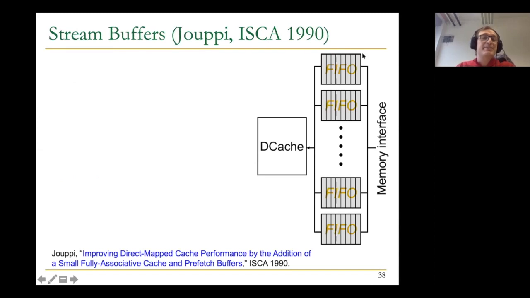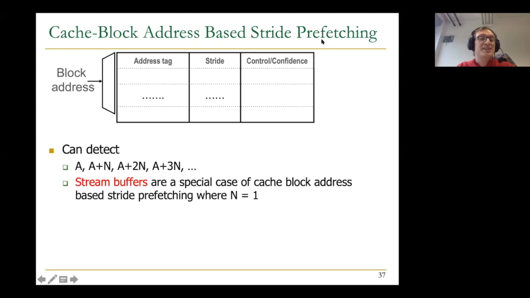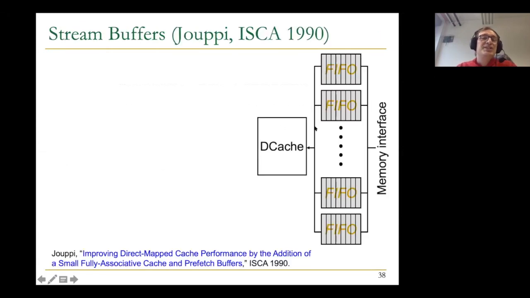Okay, so this is the stream buffers example. It's essentially a special case of cache block address-based stride prefetching where the stride is 1, and you integrate your prefetcher after the data cache, as you can see. This was introduced by the seminal paper by Norm Jouppi, who has worked on many, many things over his lifetime. In fact, he's the first author of the Google TPU paper, for example, 27 years after this paper.